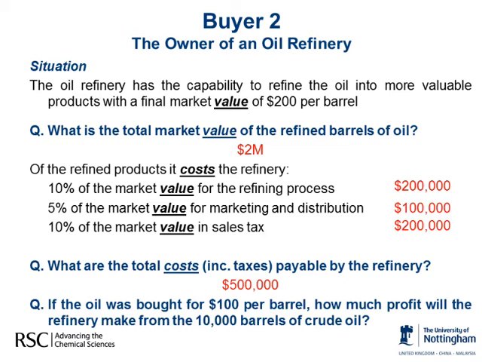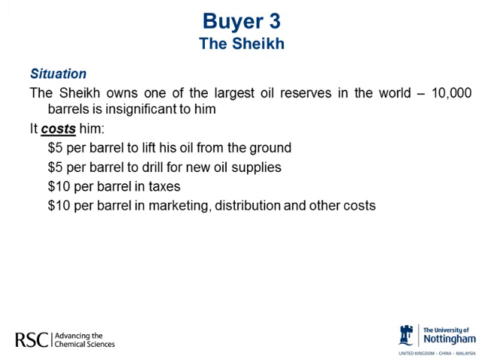If the oil was bought for $100 per barrel, how much profit will the refinery make from the 10,000 barrels of crude oil? They would make $500,000 profit.